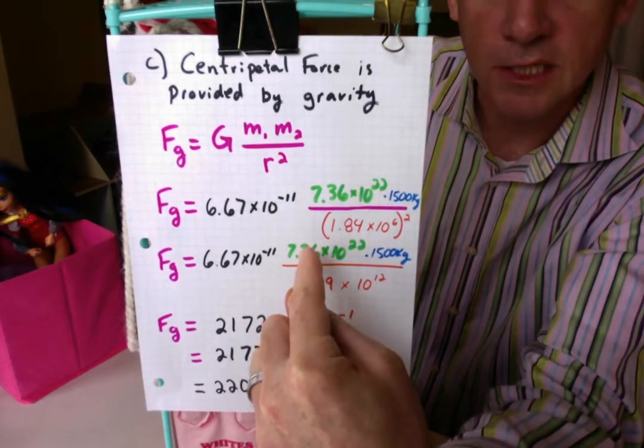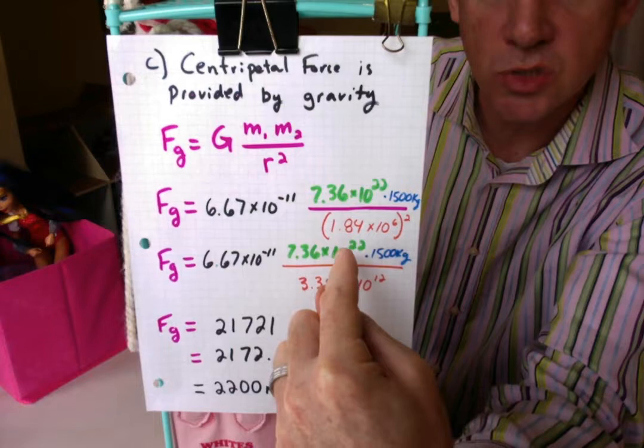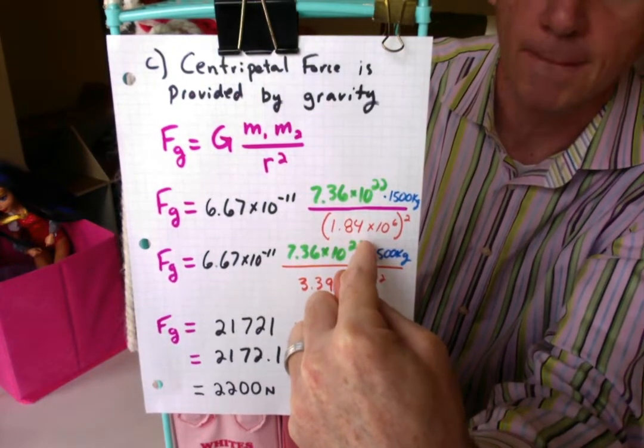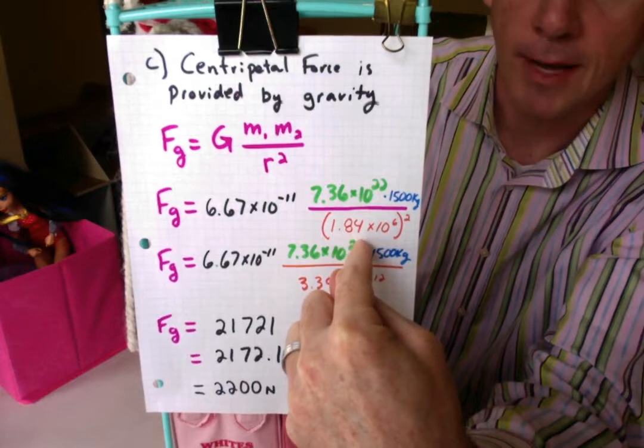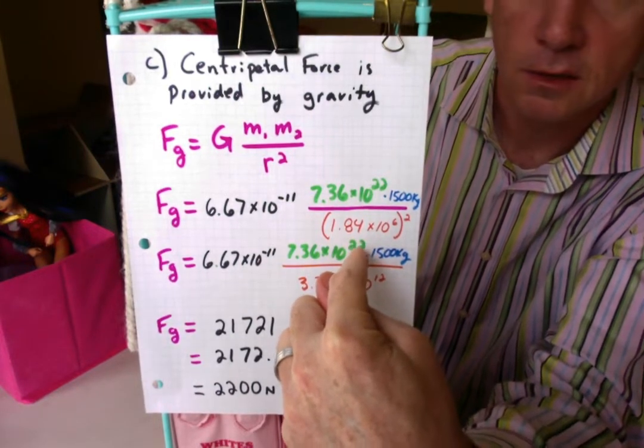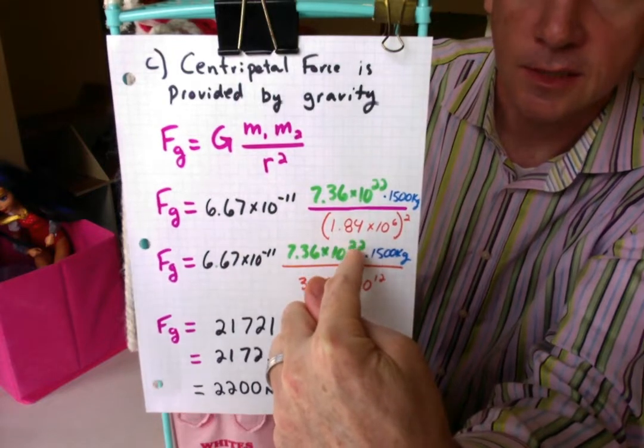Now we take a look at these exponents. This is 10 to the 22nd. Ooh, that's a big, big number. All right, that's the mass of the moon. Earth is even bigger. Sun's even bigger. And we have a small sun, but that's another day.